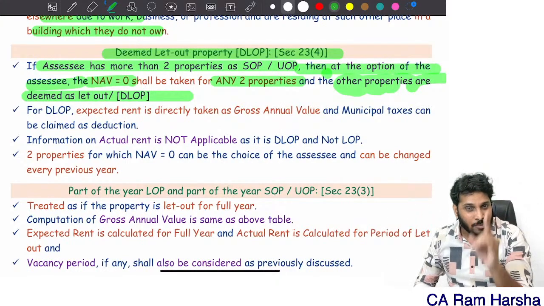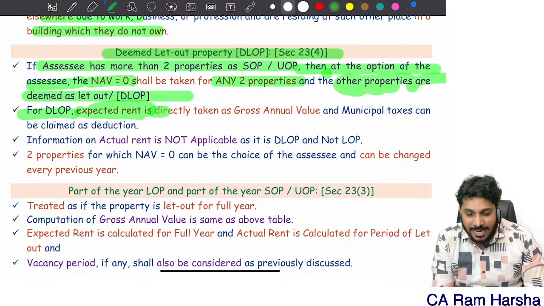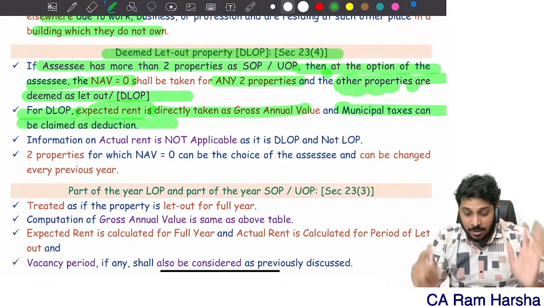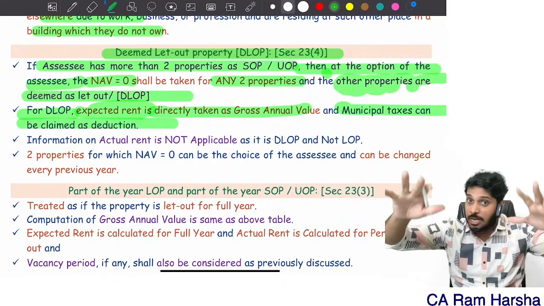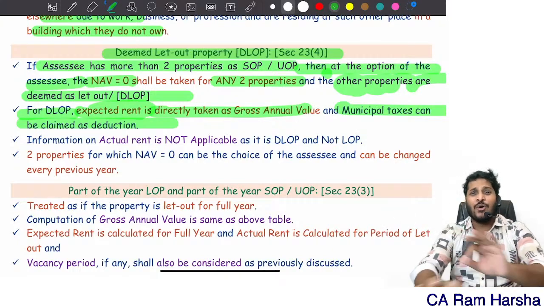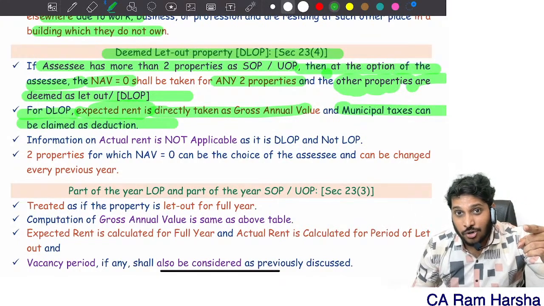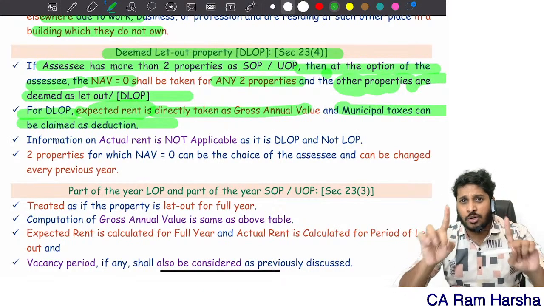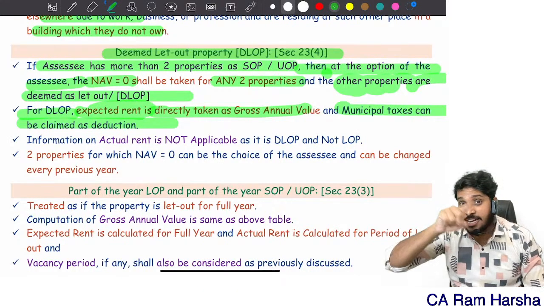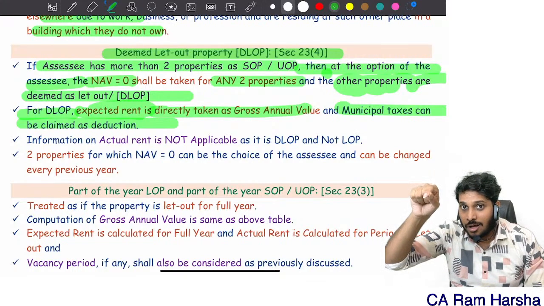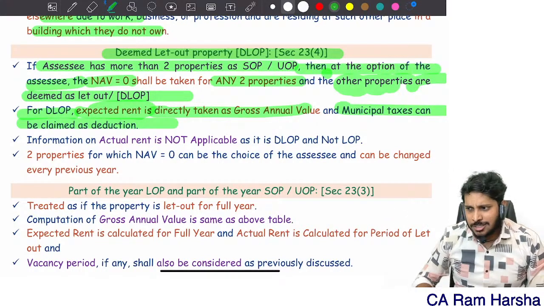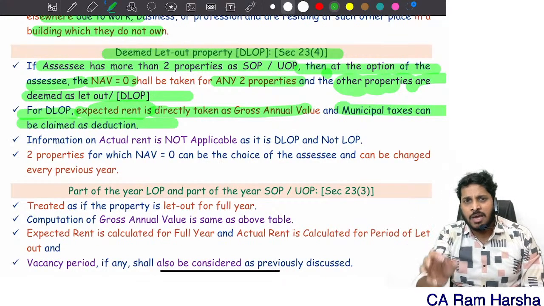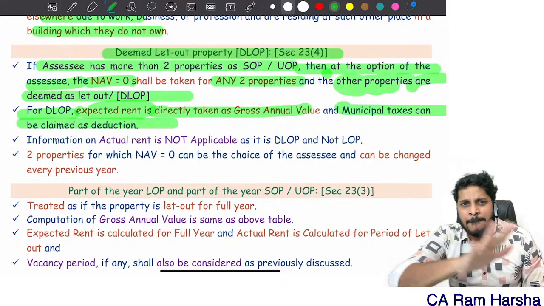Now, when they are assumed as let out, expected rent itself is GAV. Municipal taxes can be claimed as deduction. Interest on loan also can be claimed as deduction. How much? No limit. The interest on loan limits, a maximum of 2 lakhs and a maximum of 30,000, apply only when NAV is equal to 0 because of SOP, UOP. Sir, it's a DLOP, sir. I computed GAV, sir. There is an NAV, sir. That time, interest on loan has no limit at all.